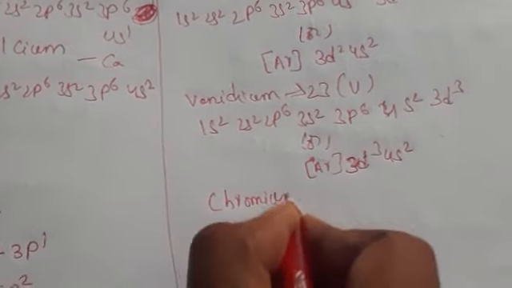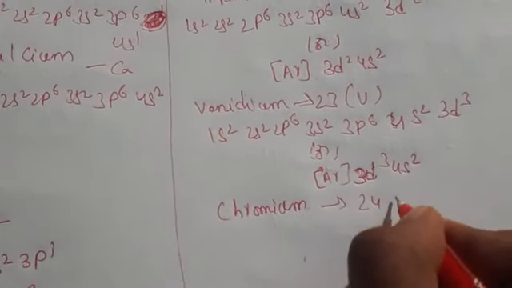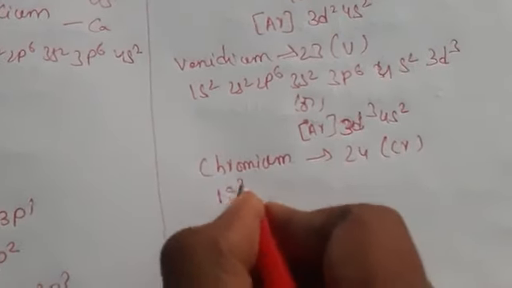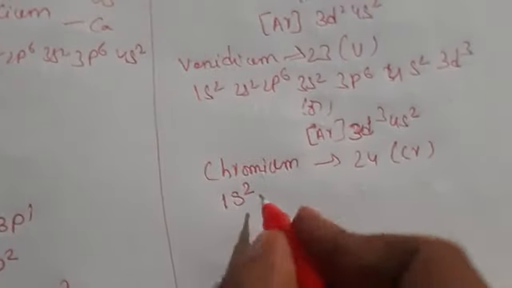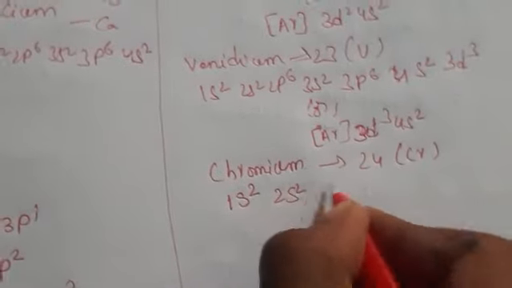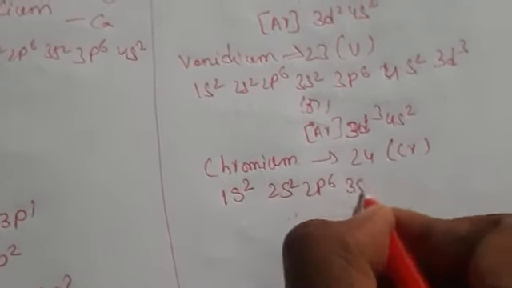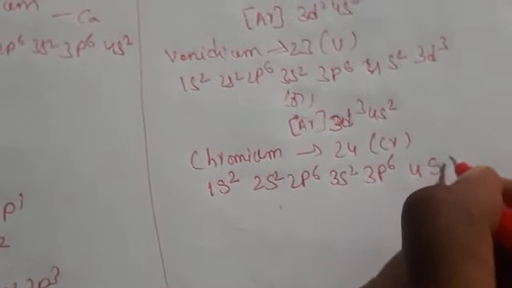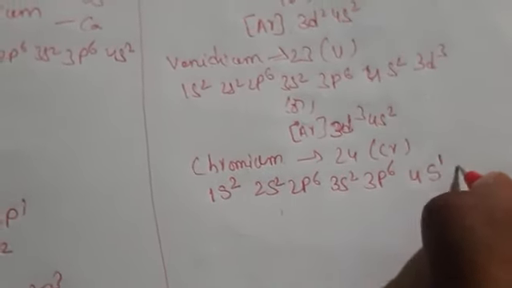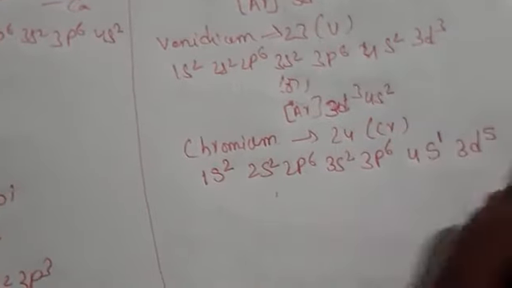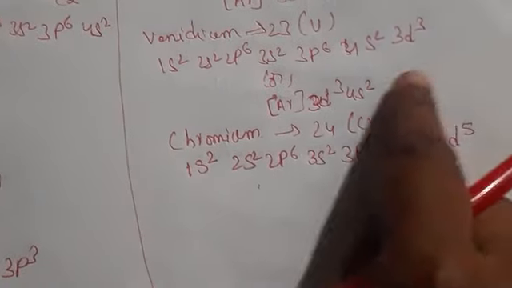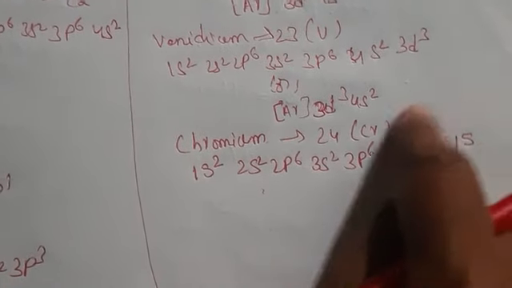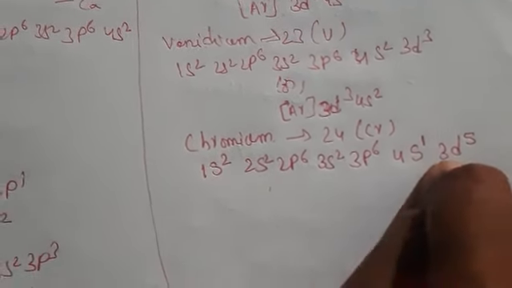Clearly observe here, for chromium the atomic number is 24. The symbol is Cr. So we write the configuration as 1s2, 2s2, 2p6, 3s2, 3p6, 4s1, 3d5. Generally, what is the configuration we have to get? 4s2 3d4 is what we would get. But if you have observed, I have written here 4s1 and 3d5.